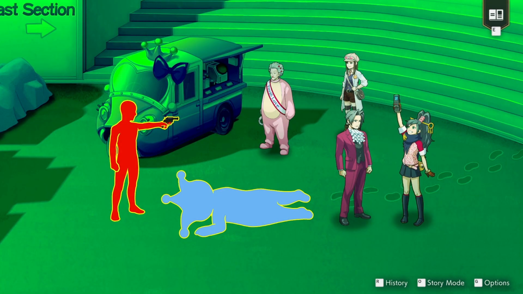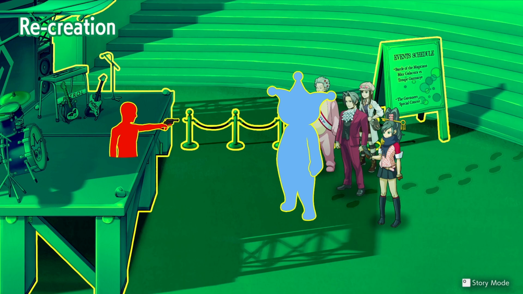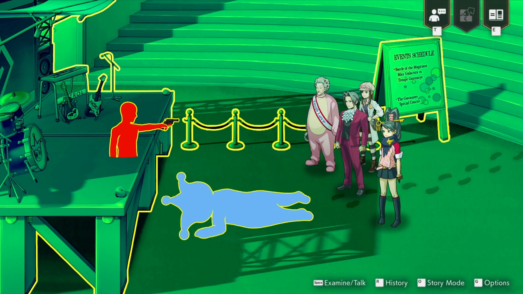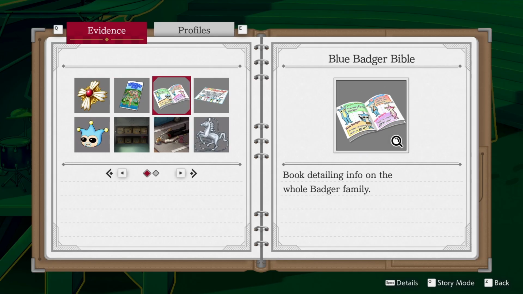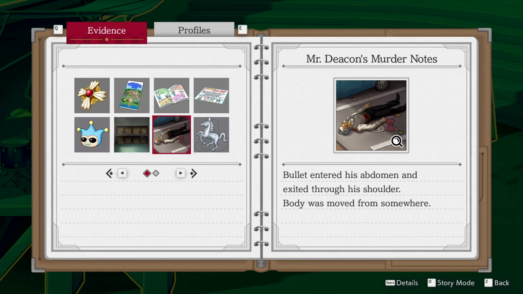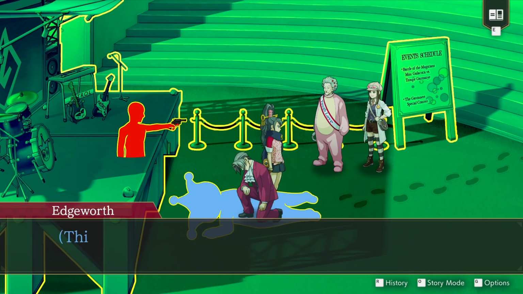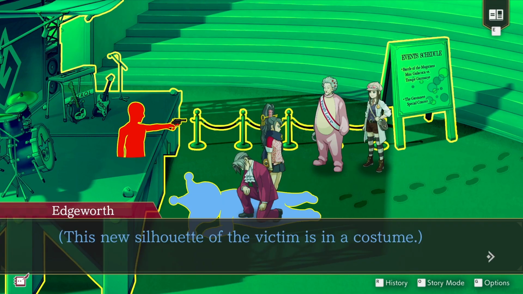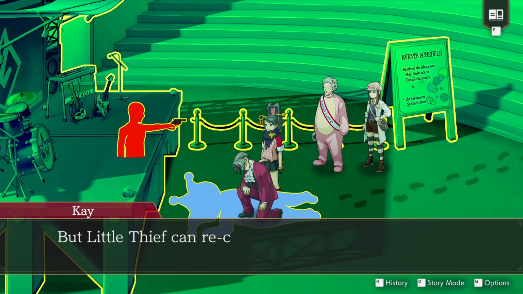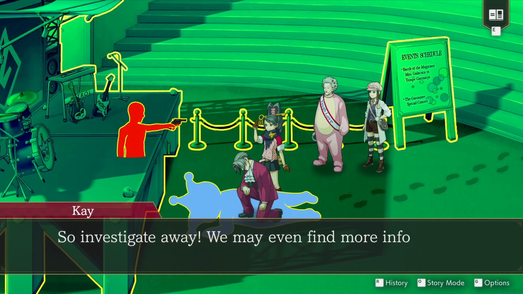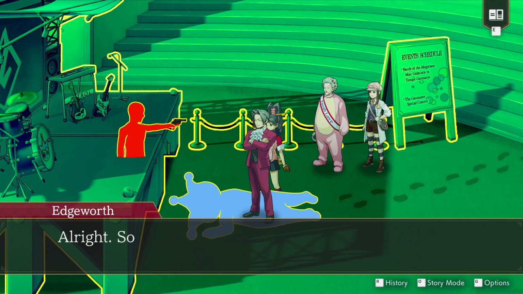What kind of information is she inputting? Ah, that explains the angle. He stood up on the stage. Hold on, did they say it was the opposite way, though? Exited through his shoulder. So we need them to swap places. This new silhouette of the victim is in the costume. The silhouette can change depending on the information I input. But Little Thief can recreate more than just people. So investigate away. We may even find more info which should make it more accurate. All right, sounds like a plan.